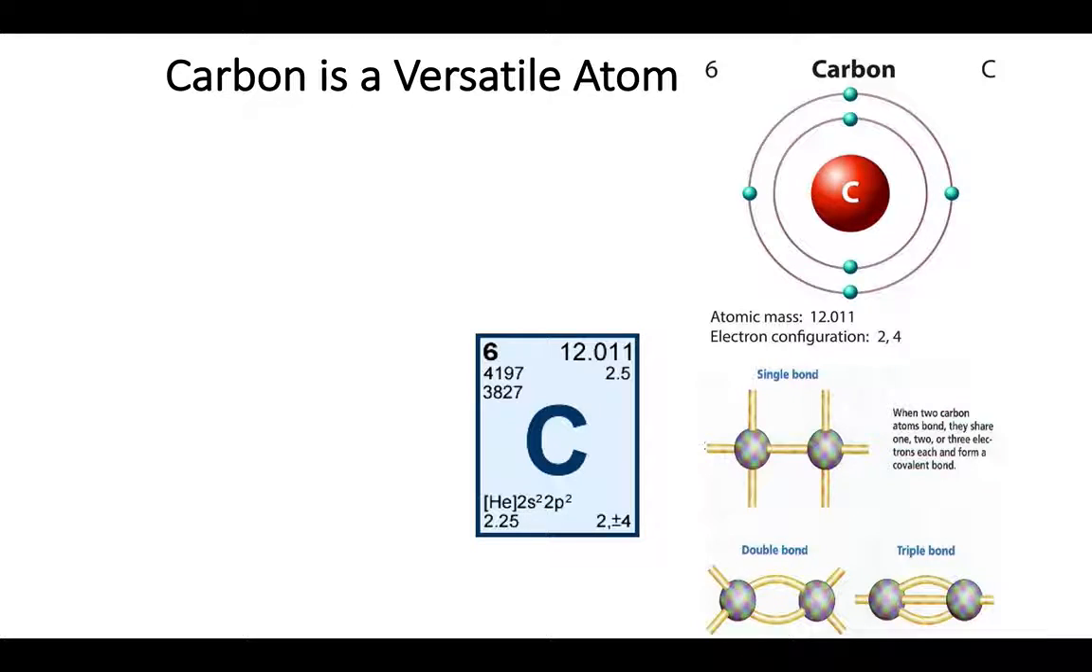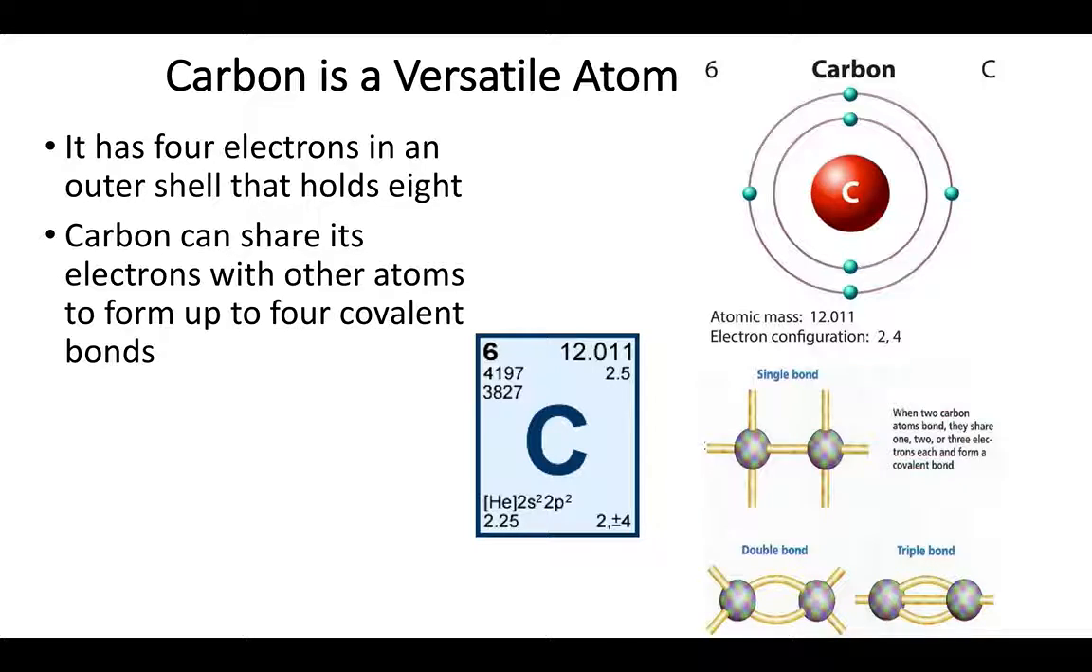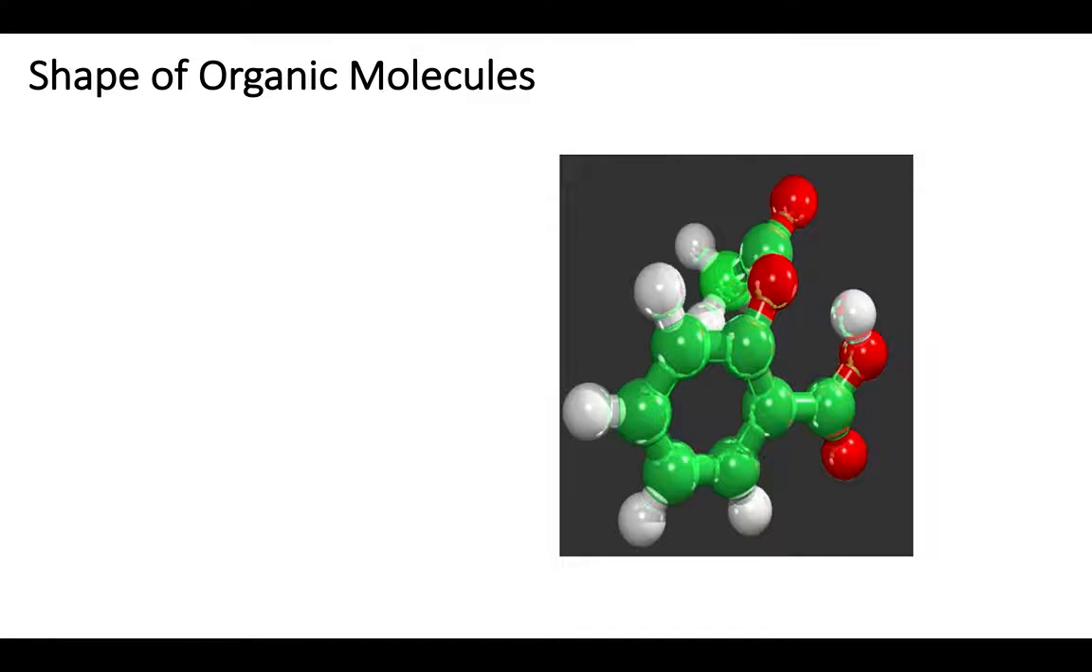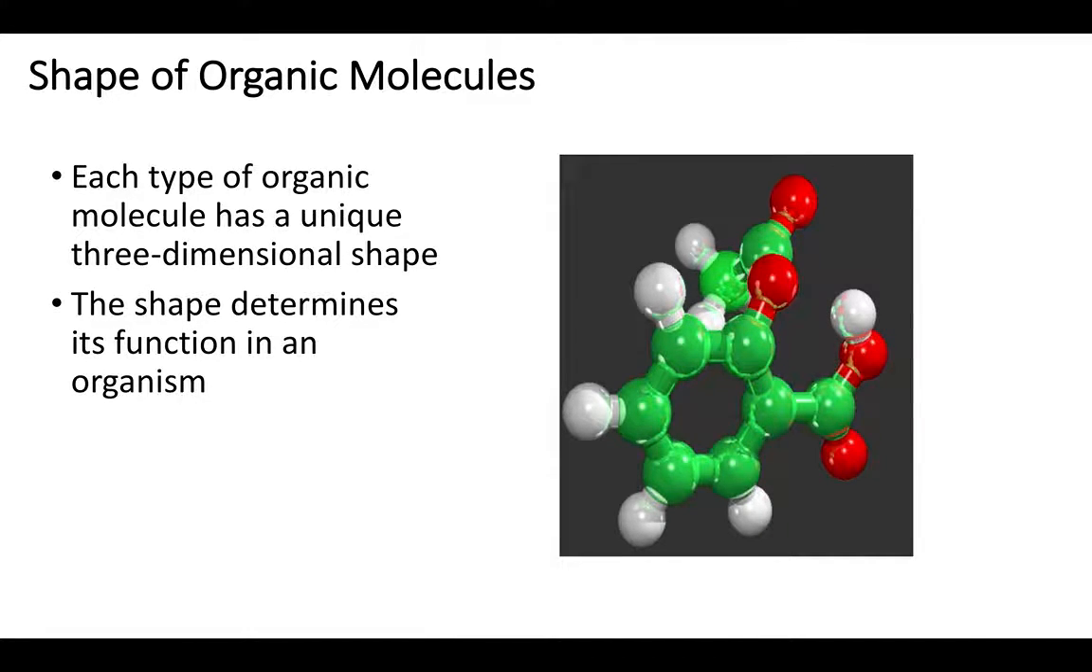It turns out that carbon is actually very abundant in the universe, and it is also a versatile atom. If you remember from chemistry, it has 4 electrons in its outer shell, and that outer shell holds 8. That means carbon is able to bond with other elements, other atoms. In fact, carbon can share its electrons with other atoms to form up to 4 covalent bonds. Finally, carbon can form long chains, and it can also form rings. This is important because the shape of organic molecules matters. In fact, the shape determines the function in an organism.